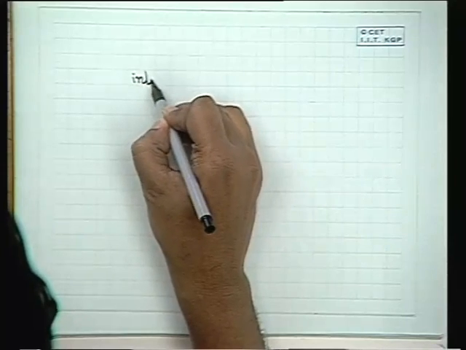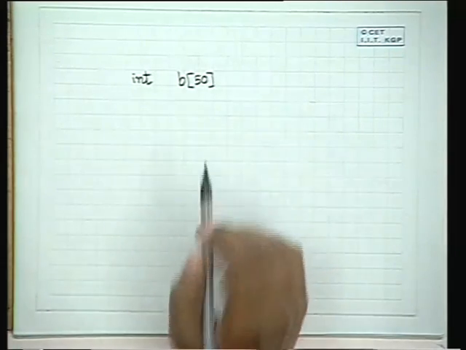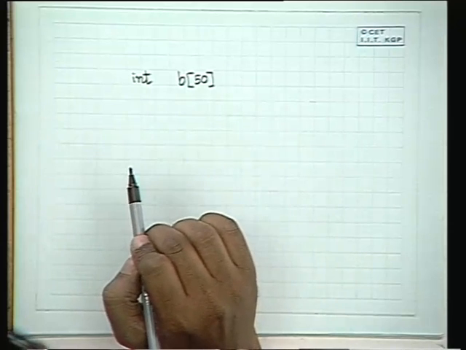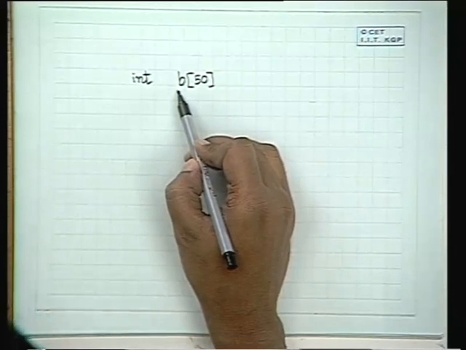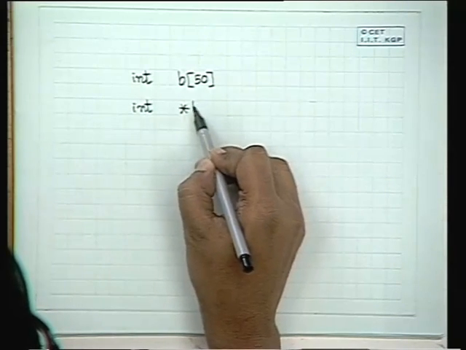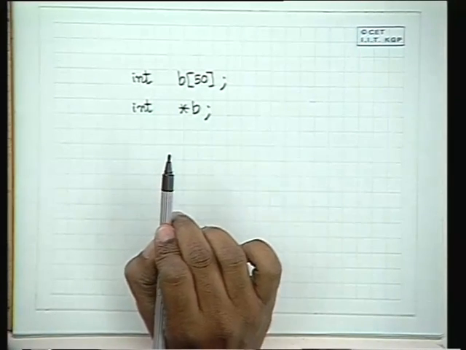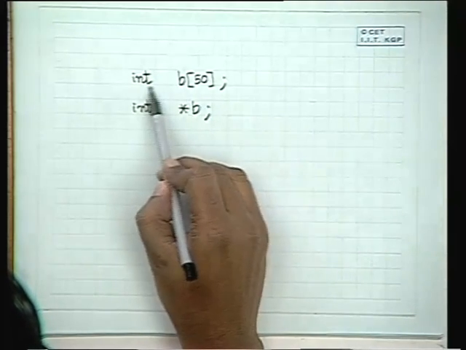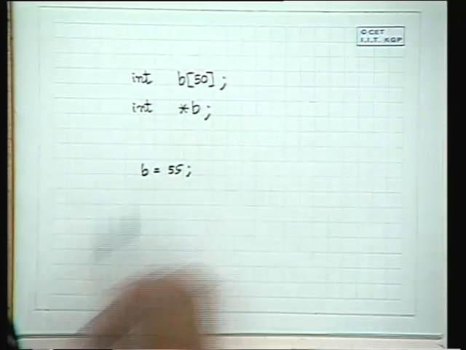Now we need to understand something else. If I define int B[50], I define an array B of 50 elements, and B is the address of the array, the start location of the array, and we have seen the values of addresses in programs. If I define this, then I define B to be a pointer to an integer. Now this B in the array declaration cannot be modified. You cannot write B is equal to 55 inside the program.